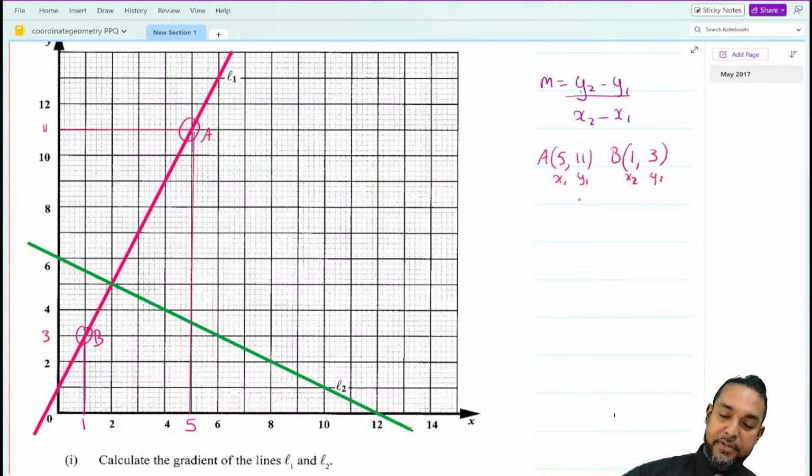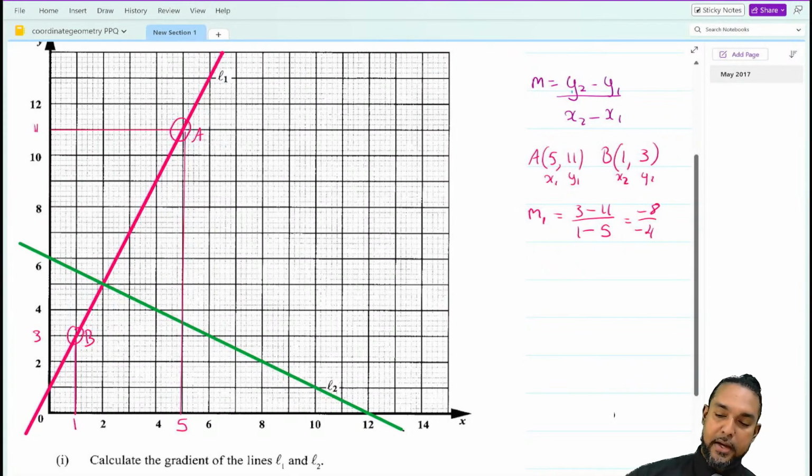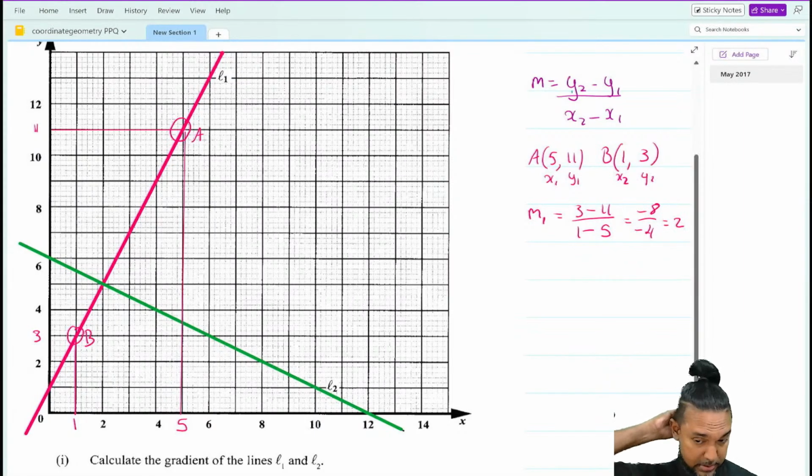And when you plug it into the gradient, so let's say gradient 1, right? So y2 as the 3, so you could do 3 minus 11 over x2, so 1 minus 5. 3 minus 11 is minus 8, 1 minus 5 is minus 4. And a minus divided by a minus is a plus. All right?